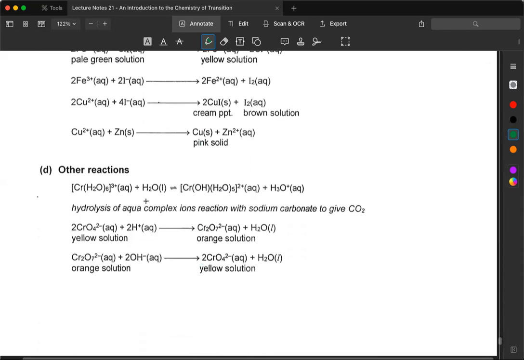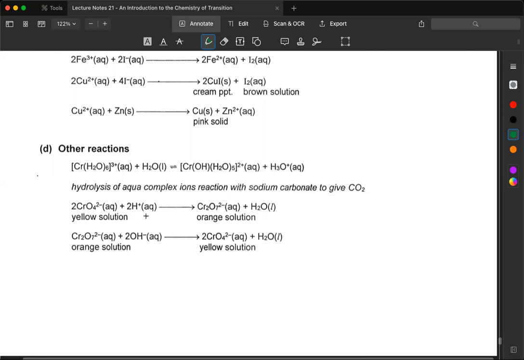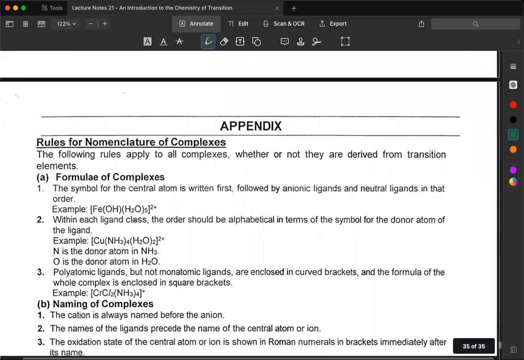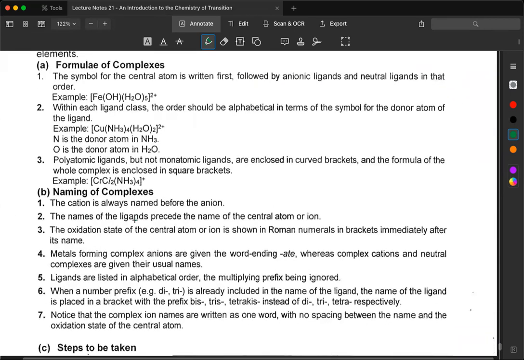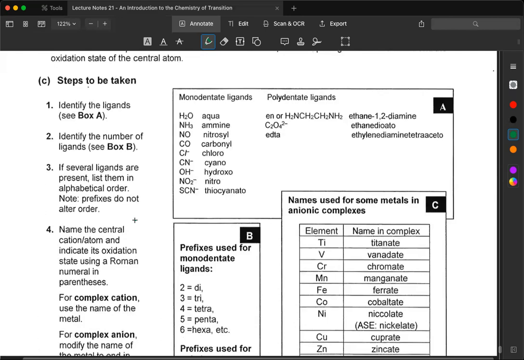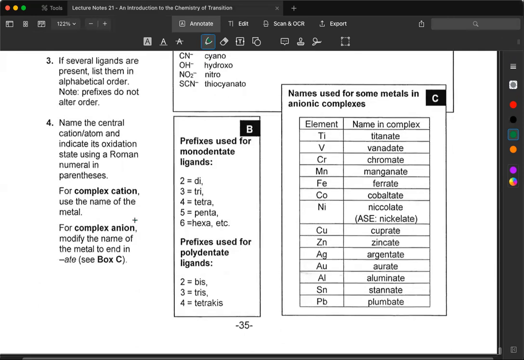Other reactions like the hydrolysis of aqua complex can occur as well, where you have a slight excess of H3O+ making it acidic. Then this one also gives H+ and this is reversible. Appendix wise, you can read at your own time, like the different ligands. Just a summary.